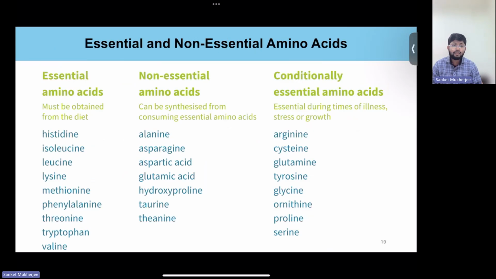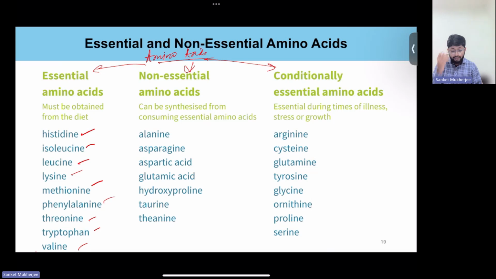Well, among amino acids, it can be categorized. So amino acids can be categorized into three heads: the essential amino acid, non-essential, and conditionally essential. So like histidine, isoleucine, leucine, lysine, methionine, phenylalanine, threonine, tryptophan, and valine, these are essential amino acids. They cannot be synthesized by the human body and need to be obtained using a diet. So you need an external source. A plant-based diet or animal-based diet will replenish you with these amino acids.